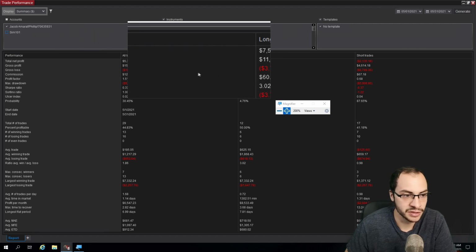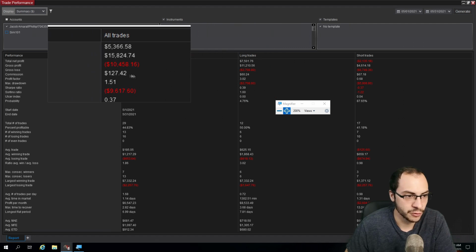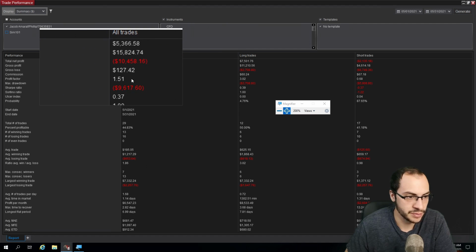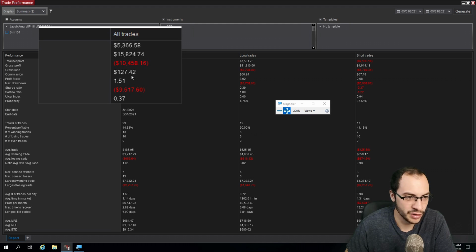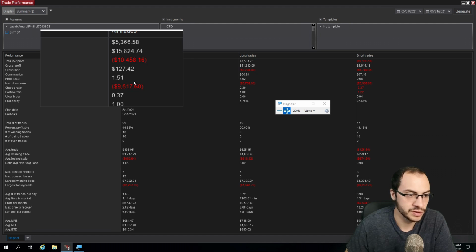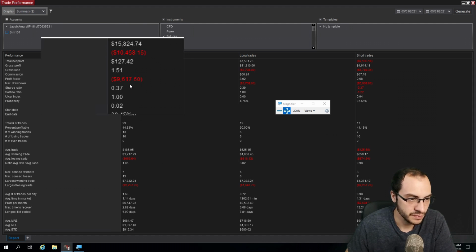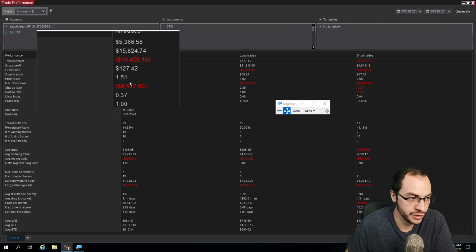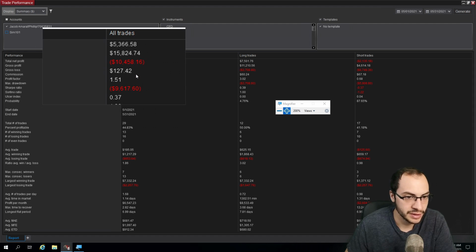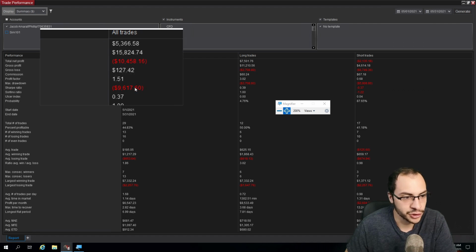Yeah, I hope to continue this going forward. So gross profit was 15K, gross loss was 10K, commissions I paid $127, although I think it's higher. I don't think I've set the correct commissions, because NinjaTrader doesn't grab the actual commissions from my broker. I have to set them. Profit factor of 1.51. We had a max drawdown of $9,000. So definitely a very volatile month for sure.